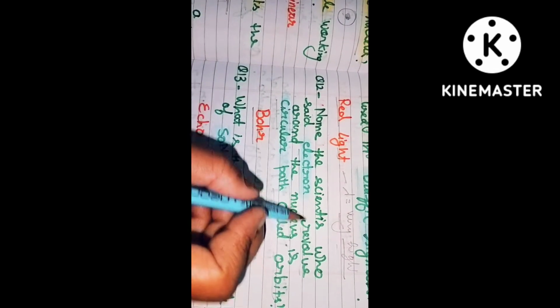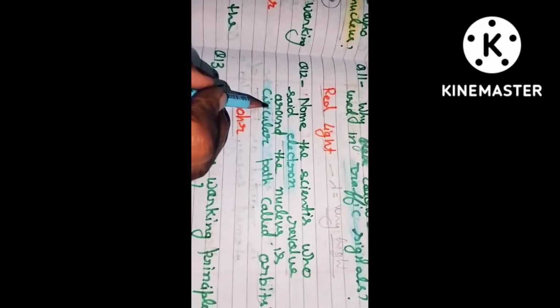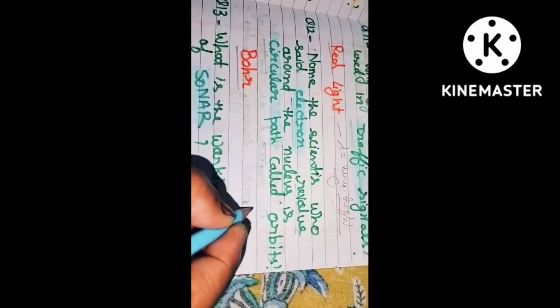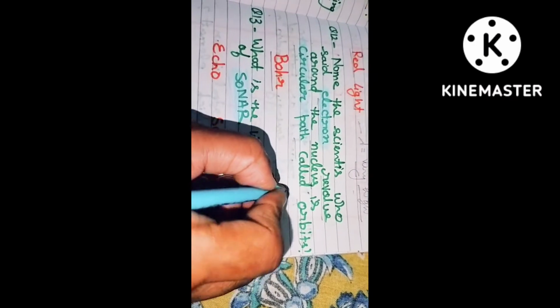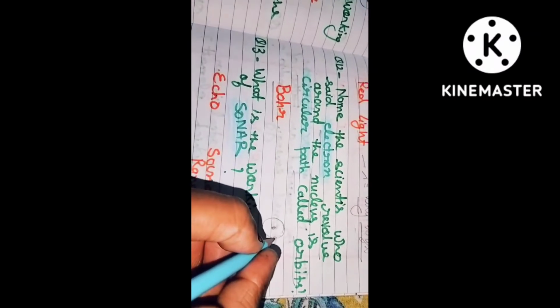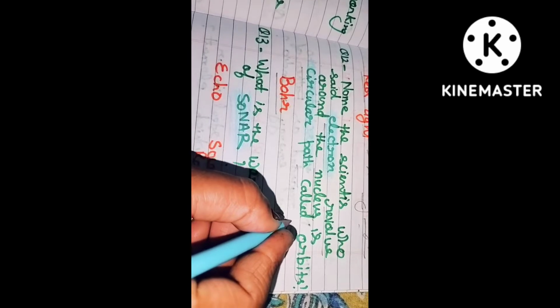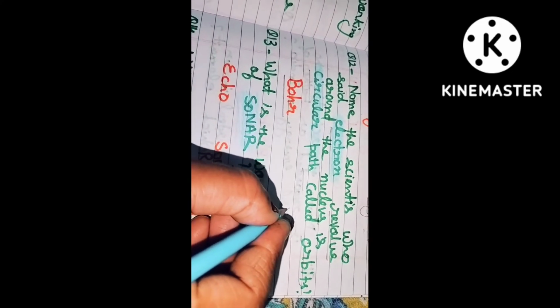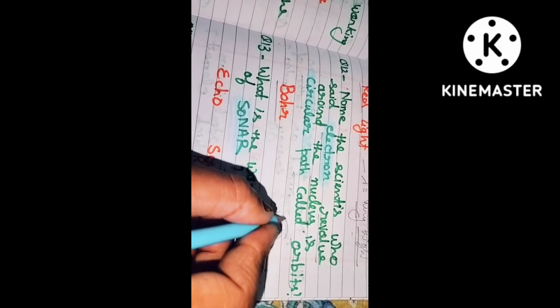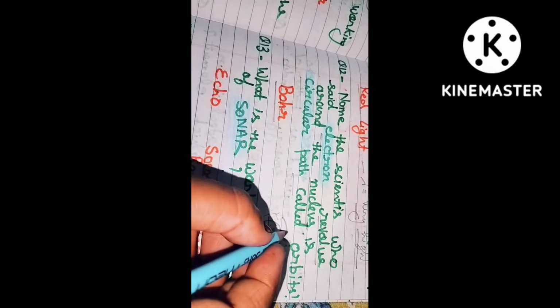These are called that the electrons revolve around the nucleus. These are the nucleus, and these are electrons, and these revolve in a circular path. These circular paths are called orbits. These are the scientists of Bohr.